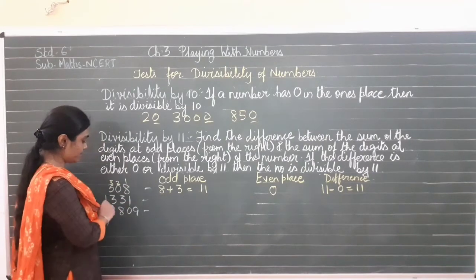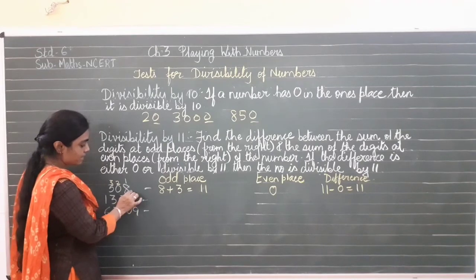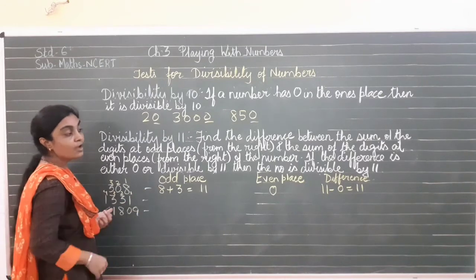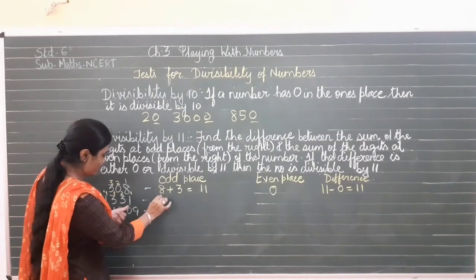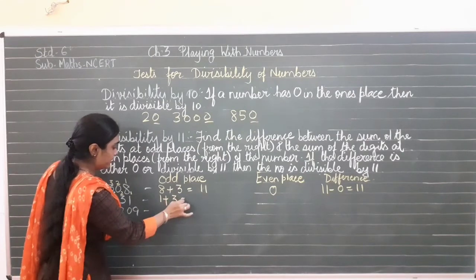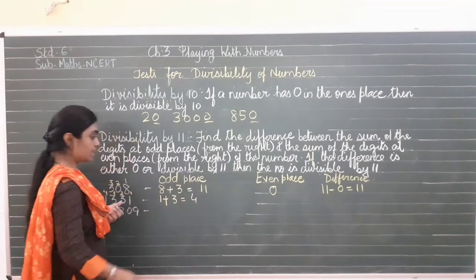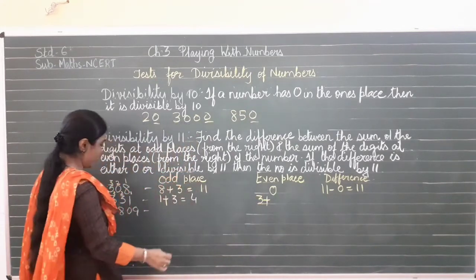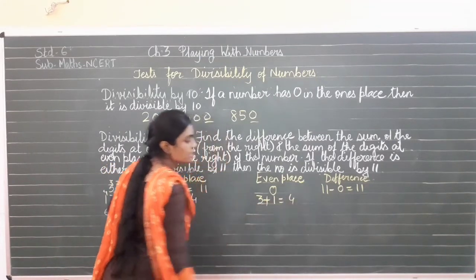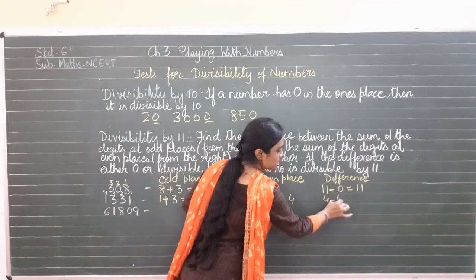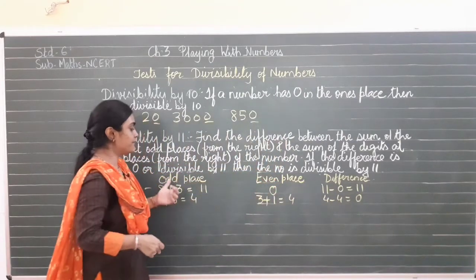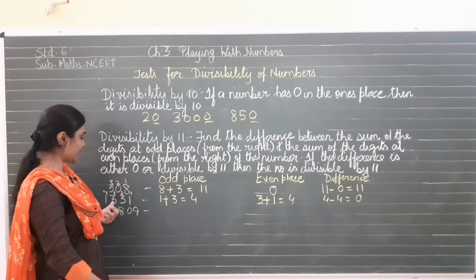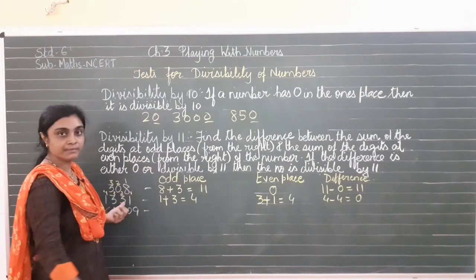Now let us see the other number, 1331. We will put the numbers 1, 2, 3 and 4. First we will add up the odd places. So at odd places the digits are 1 plus 3. So 1 plus 3 is 4. Now we will take the even places. At even places the digits are 3 and 1. So 3 plus 1 is 4. If you take the difference, 4 minus 4, 0. So the rule says if the difference is 0, then this number will also be divisible by 11. So 1331 is divisible by 11.